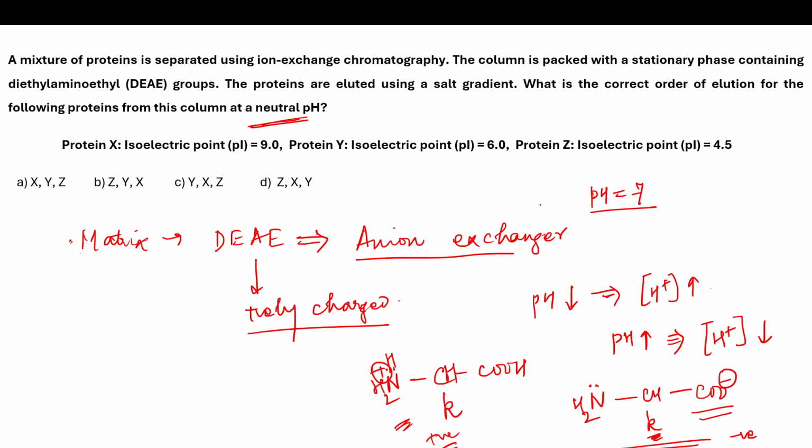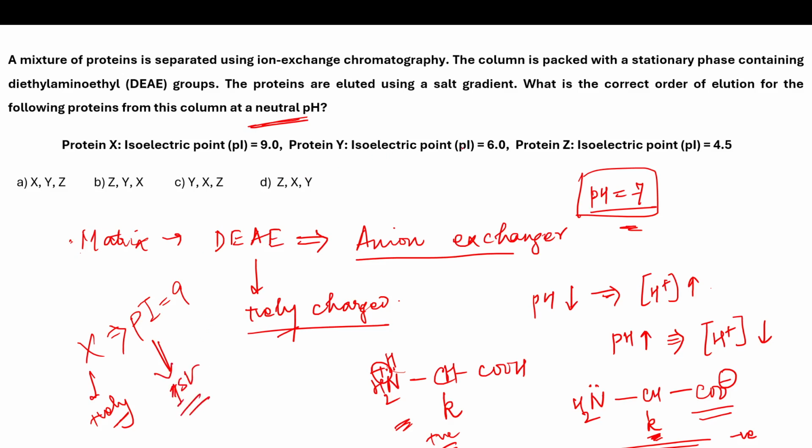So what is happening here? The pH of the medium is 7, and protein X has a pI of 9. The pH is lesser than the pI, so it will have a positive charge on it. The matrix is also positively charged, so there will be repulsion. So this will elute out first.